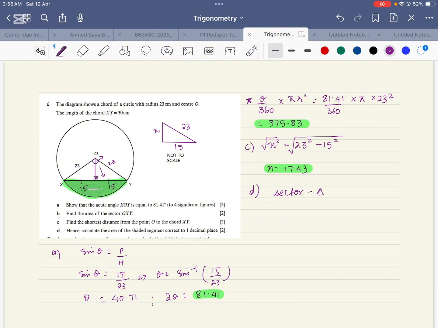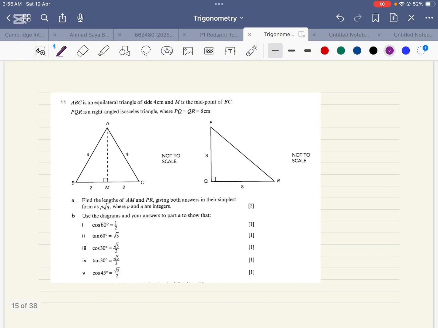Area of sector is 375.83 minus area of the triangle, which is half into base, which is 30, into height, which is 17.43. The answer is 114.38 centimeter square. They want it correct to 1 decimal place, so 114.4 centimeter square. Moving on to the next question.